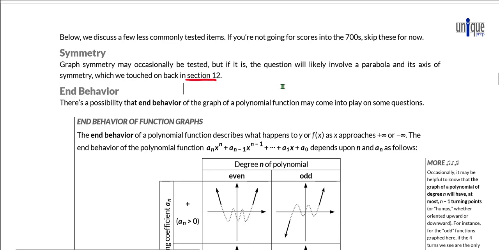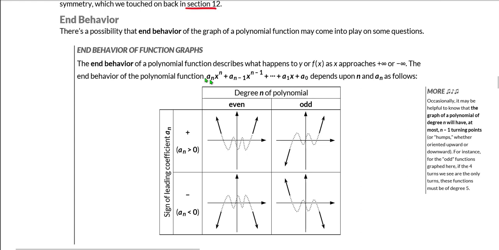In terms of end behavior of graphs, for those of you that have taken probably mostly pre-calc, you almost certainly have dealt with end behavior of graphs. So what we need to know about end behavior, or I probably should say what might be nice to know about end behavior, because again, there have not been many, if any, questions that have required that you know about end behavior. Again, it's something that might come in handy on certain questions. It's something that might be tested in the future.